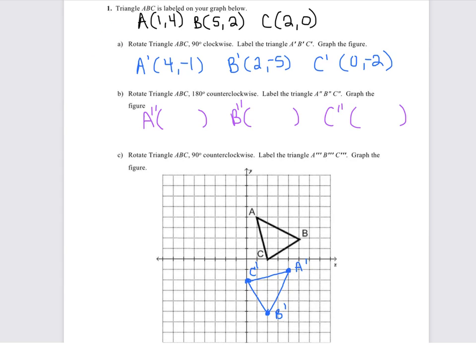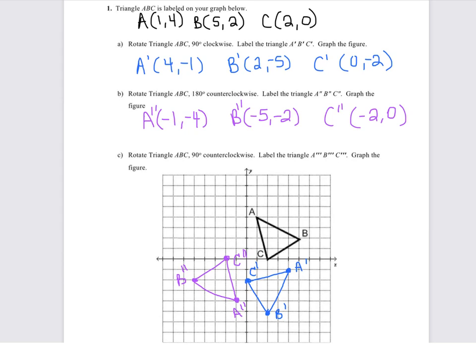So 1, 4 becomes negative 1, negative 4. 5, 2, multiply both by negative 1, becomes negative 5, negative 2. And then C double prime becomes negative 2 and 0. Okay, so now let's graph those coordinates. A double prime, negative 1, negative 4. B double prime is negative 5, negative 2. And C double prime is negative 2, 0. And let's connect that.